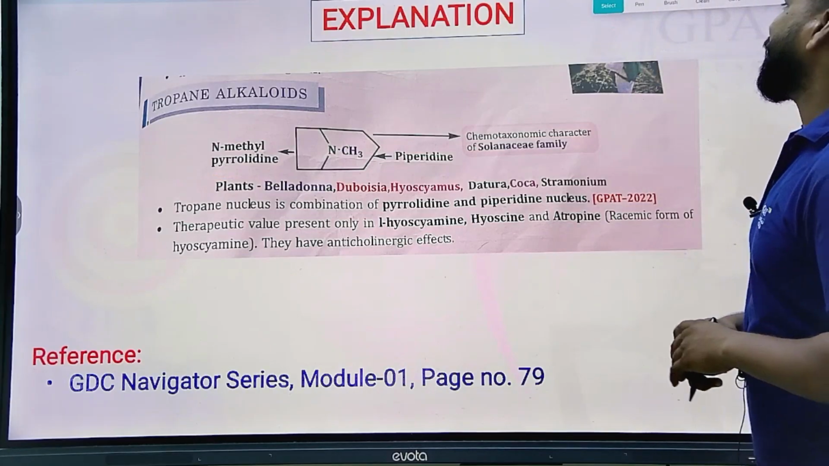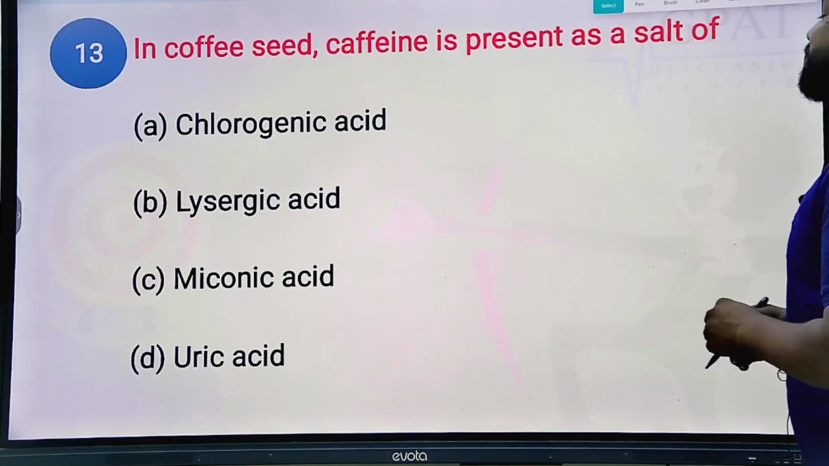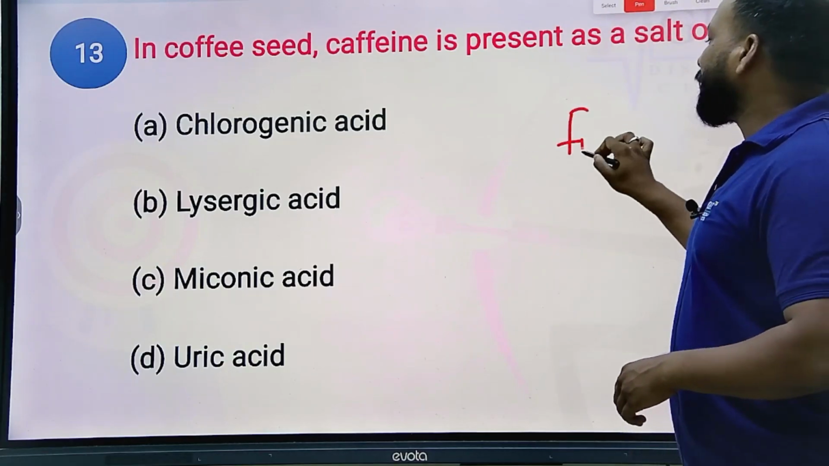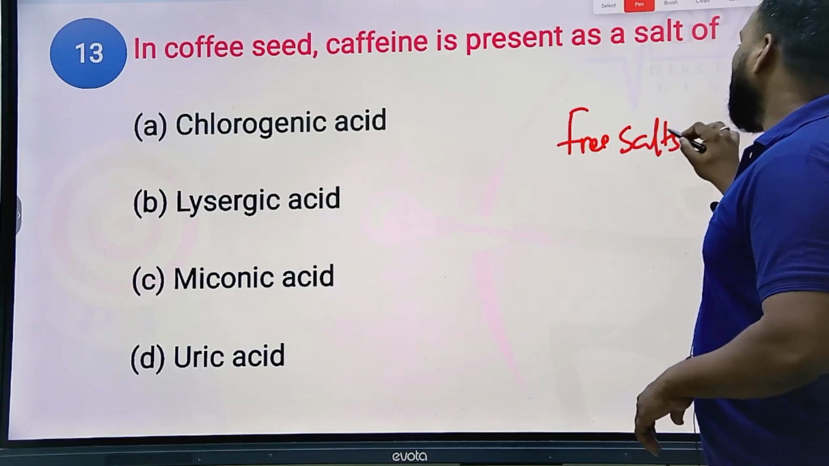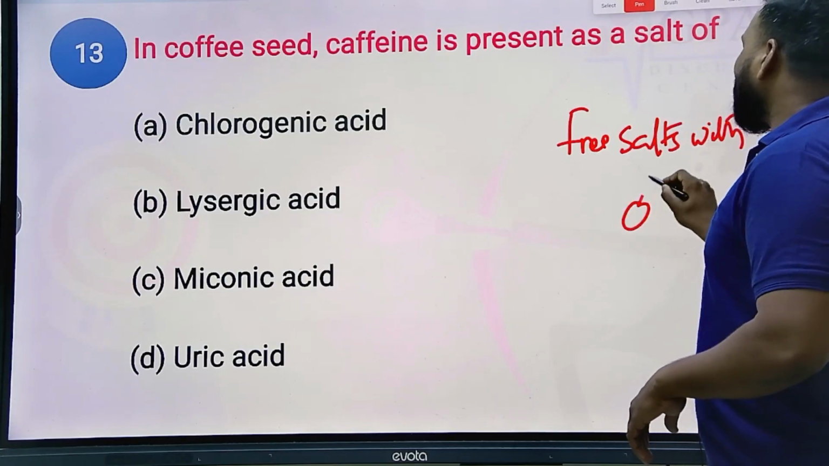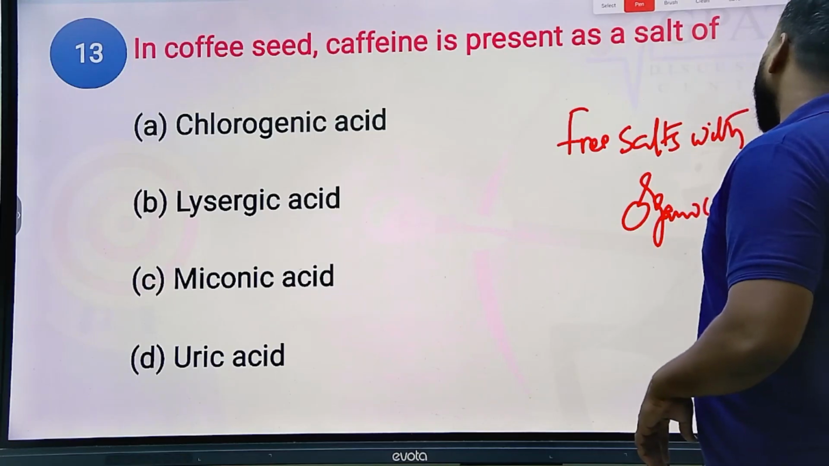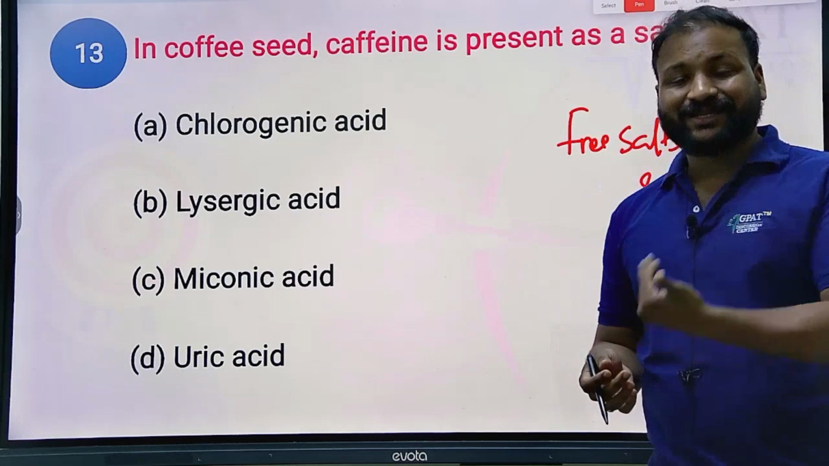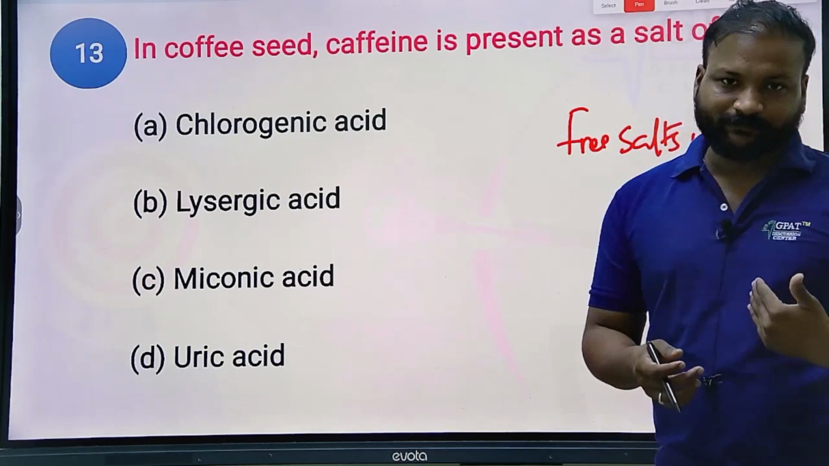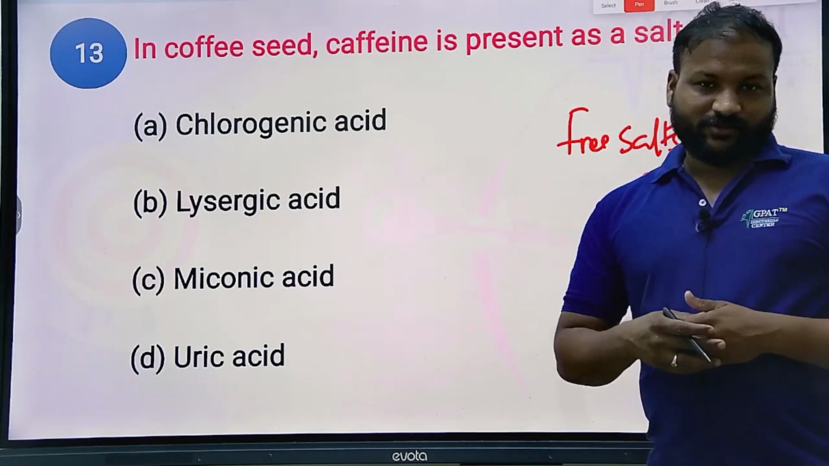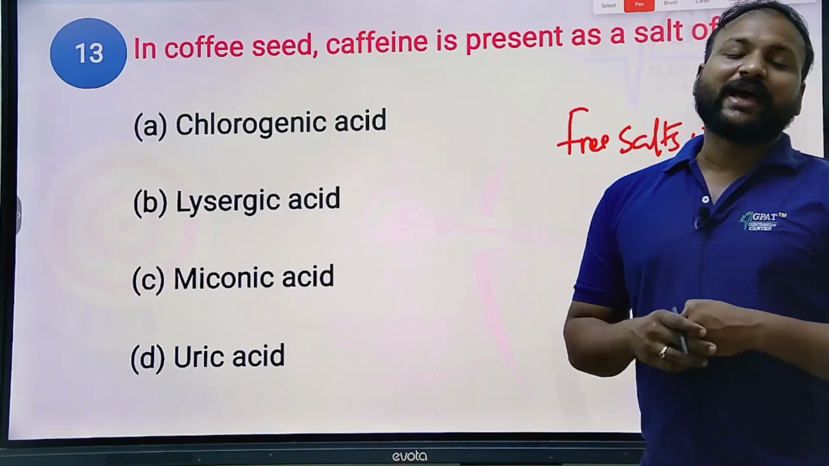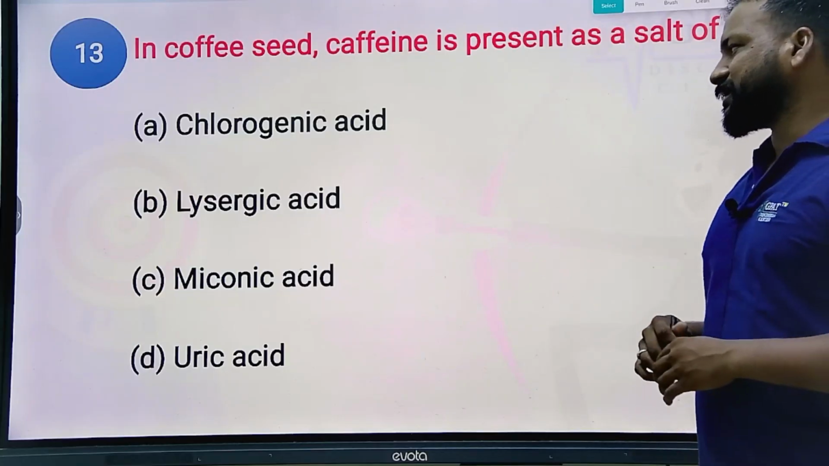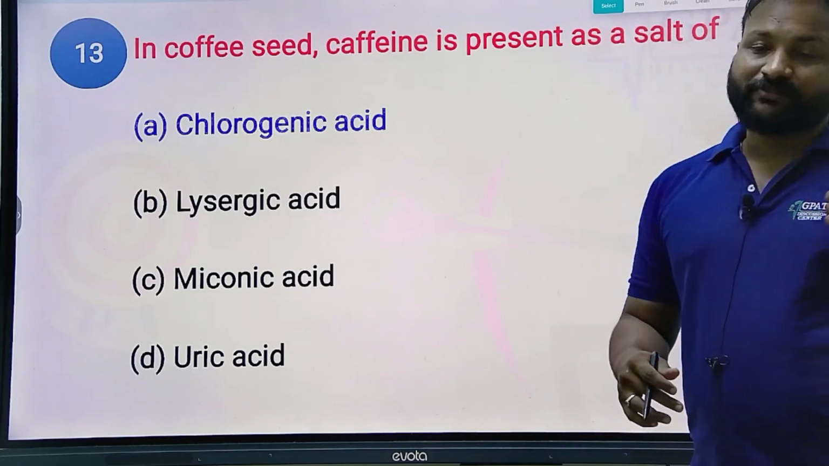Next question. In coffee seed, caffeine is present as a salt of which acid? As I told you already, alkaloids are present as free salts with their corresponding organic acid. Every alkaloid has a corresponding acid. Morphine with meconic acid. Caffeine with what type of acid is present? The acid present in it is chlorogenic acid. Chlorogenic acid. Morphine with meconic acid.